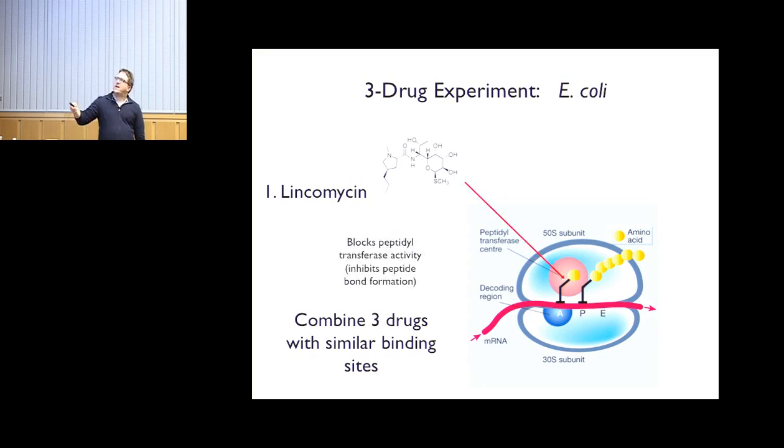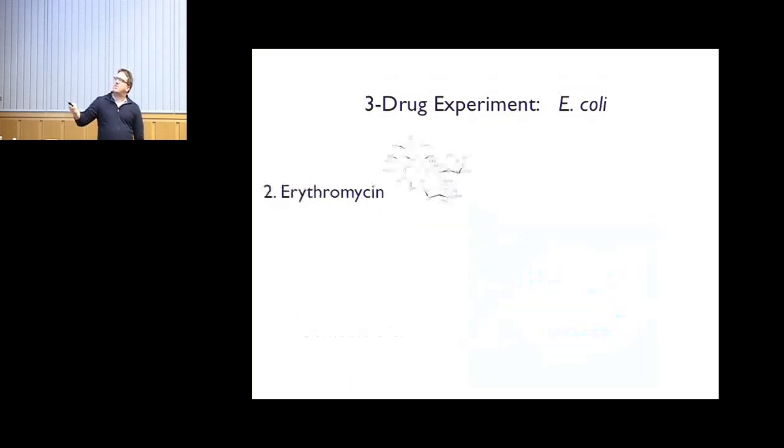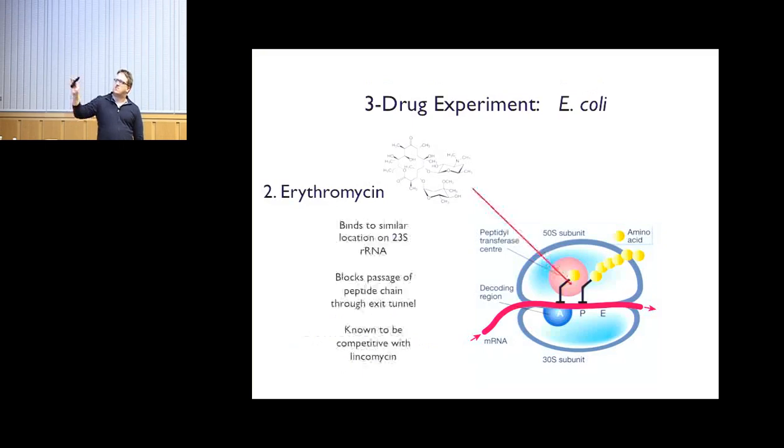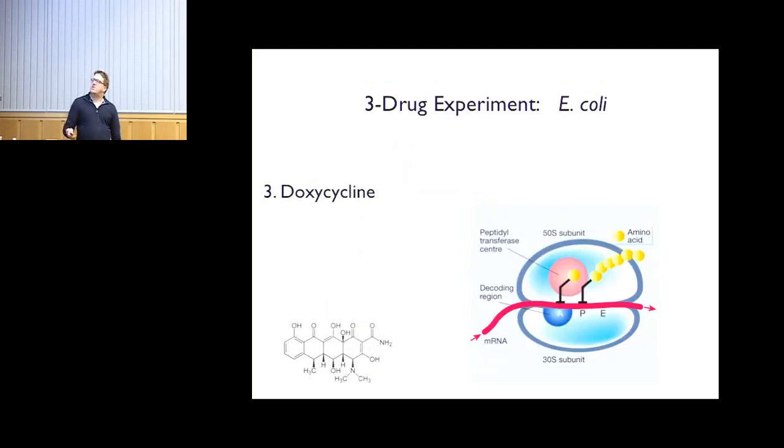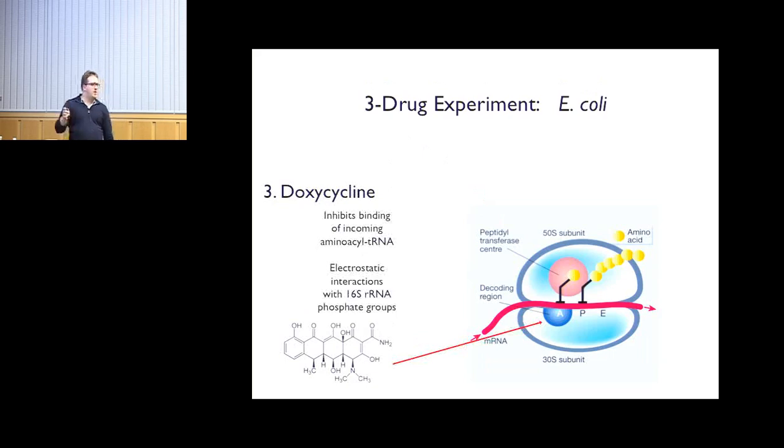So we have lincomycin, which targets the 50S subunit. Erythromycin also targets the 50S subunit in a slightly different way, known to be competitive with lincomycin, by the way. And then doxycycline, which targets the 30S subunit of the ribosome. So these are all protein synthesis inhibitors. They all slow down protein synthesis, and they all have binding sites that are roughly the same within the cell. So we thought, if we're going to see a three-body interaction, this might be a good candidate.